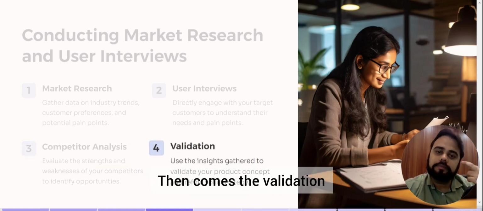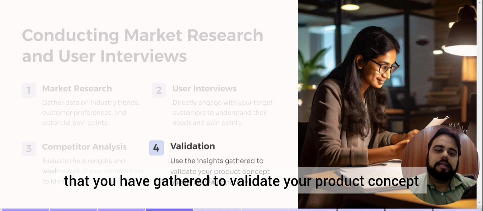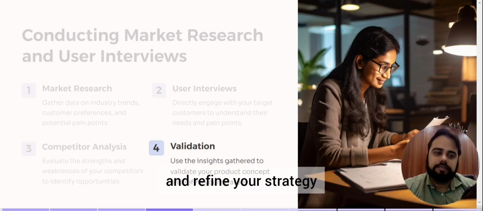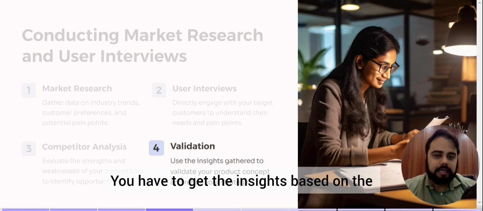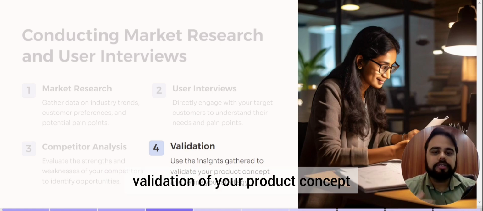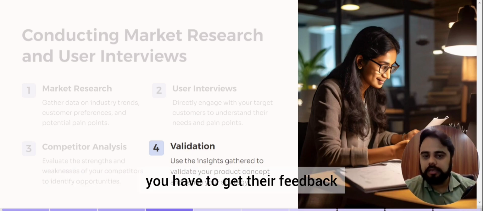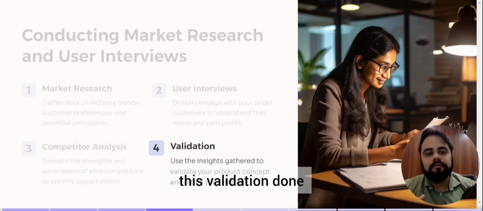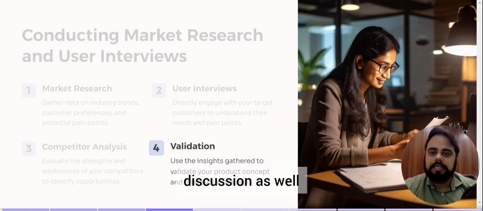Then comes the validation. Use the insights that you have gathered to validate your product concept and refine your strategy. How will you do it? You have to get the insights based on the validation of your product concept. For this, you have to connect with the customer, get their feedback, and based on their feedback you will get this validation done. This we have discussed already in our previous discussion as well.